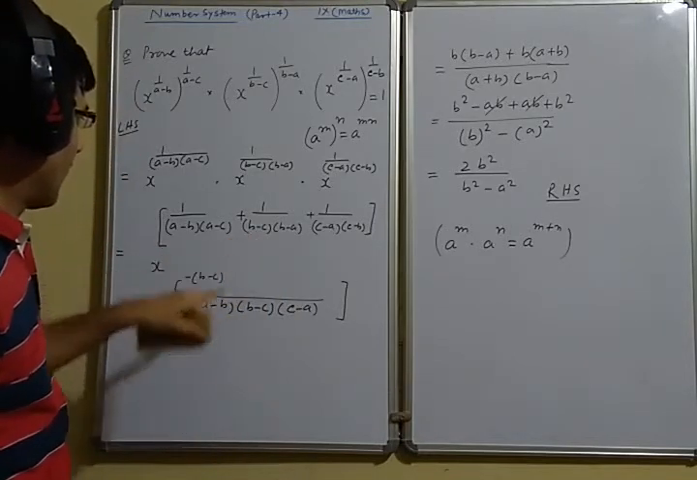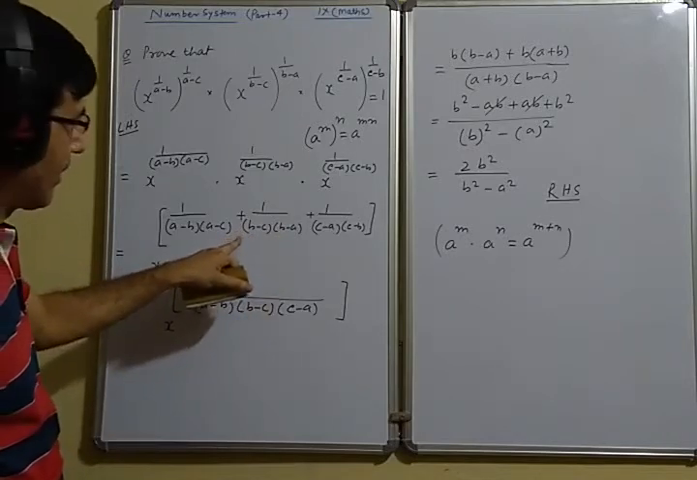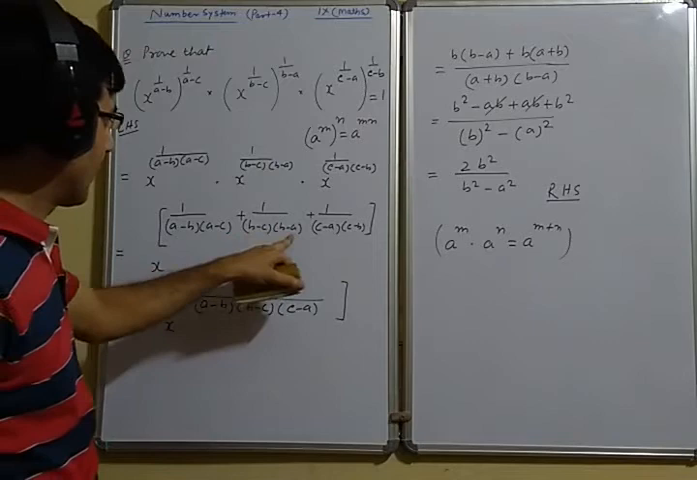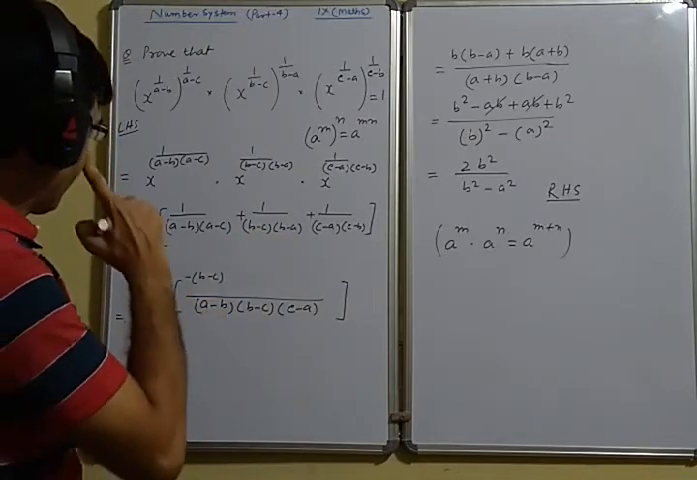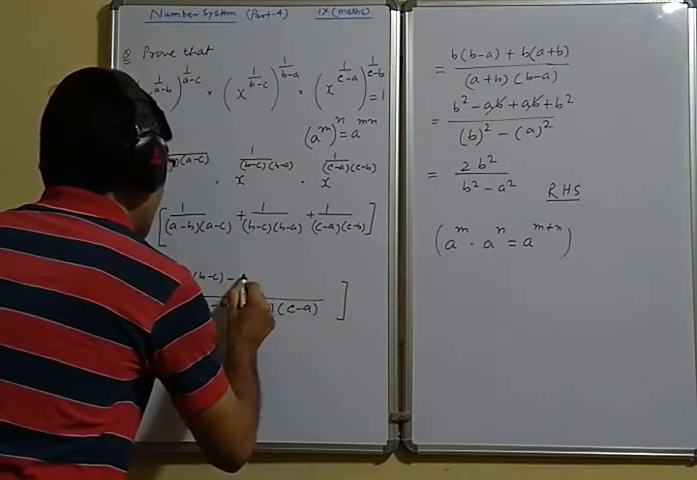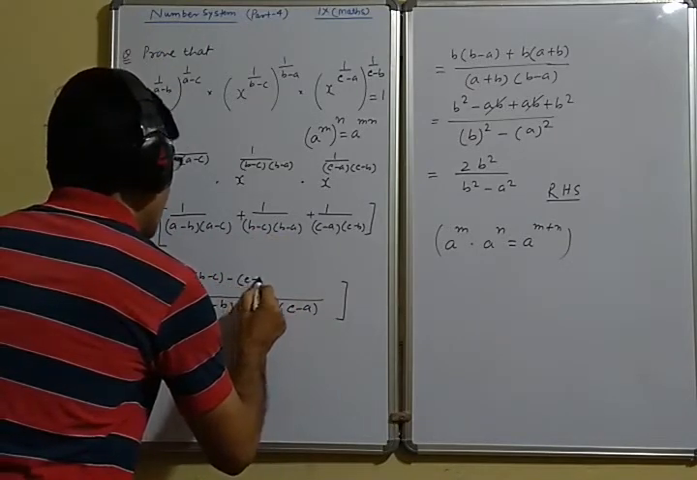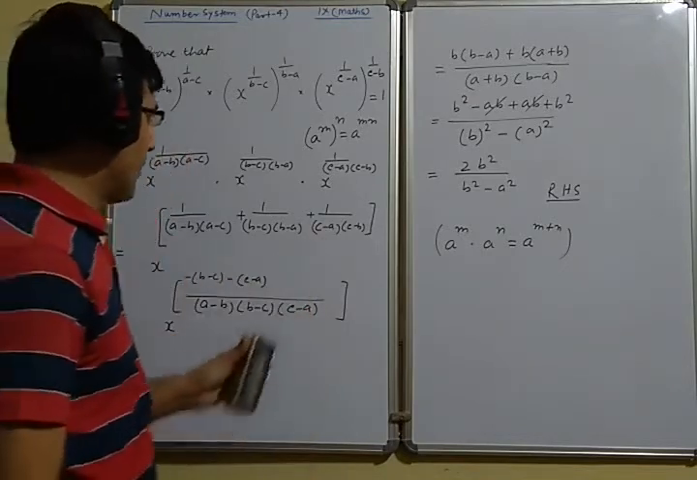Similarly, B minus C cancel out, B minus A. So if you take the negative sign common, it becomes minus A minus B. A minus B cancel out. So minus C minus A. It becomes minus C minus A. And last, C minus A cancel out, C minus B.